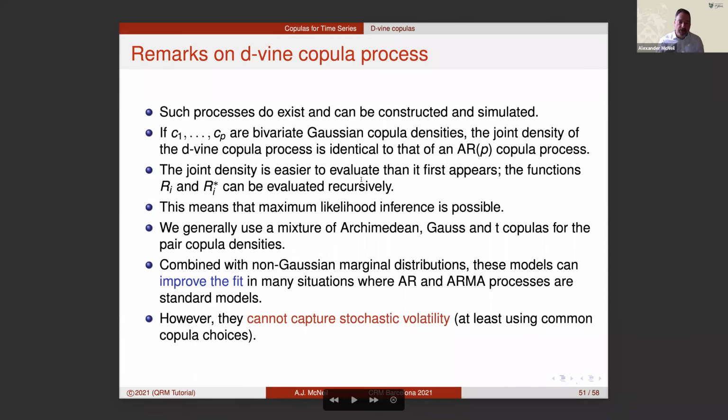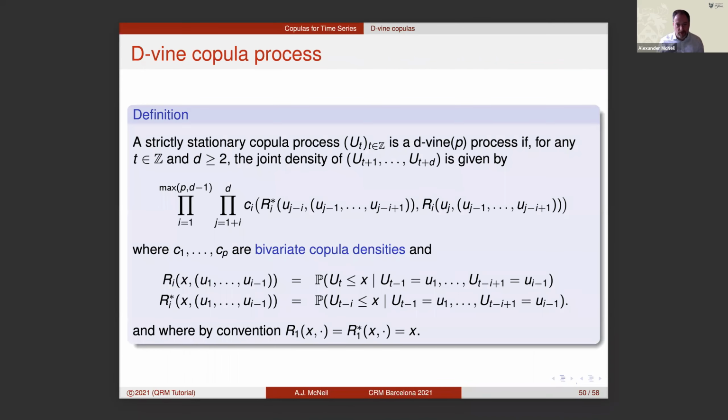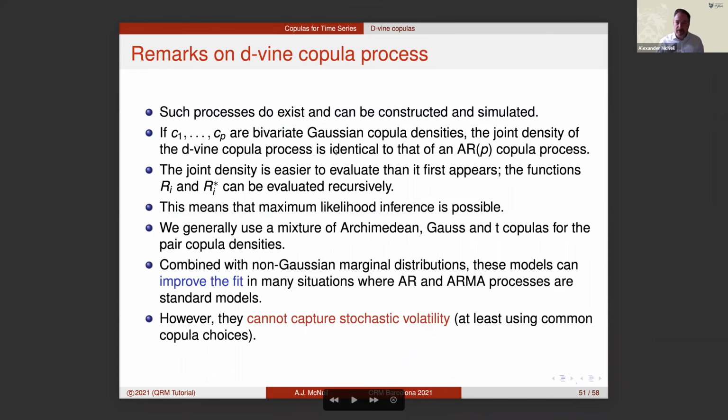The joint density is actually much easier to evaluate than it first appears. Looking at that, it looks pretty horrible, but in fact, this joint density can be evaluated in a nice recursive way. It all belongs to the Vine copula literature, the theory of how you do this. So in other words, maximum likelihood inference is possible, and I'll do some. We can use a mixture of Archimedean, Gauss, T copulas for these pair copulas. We can use what we want.